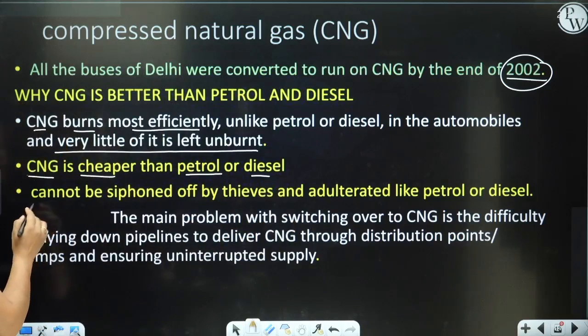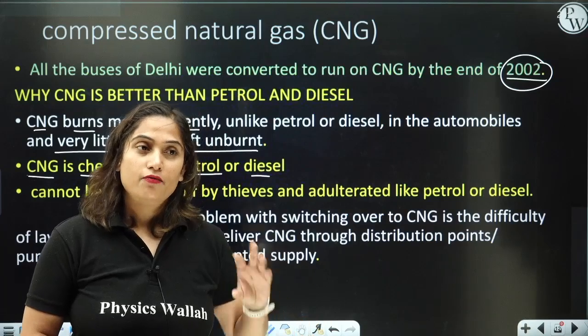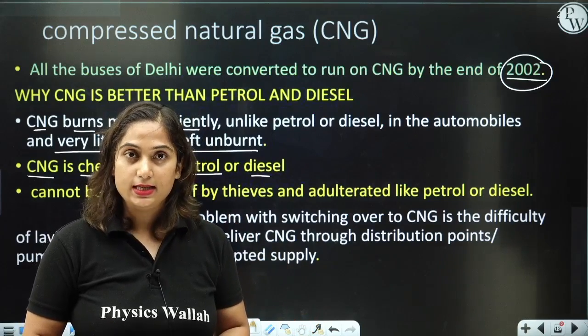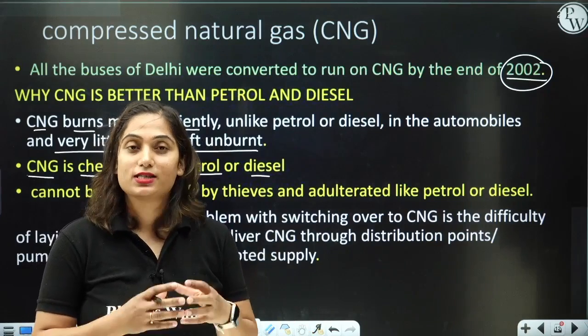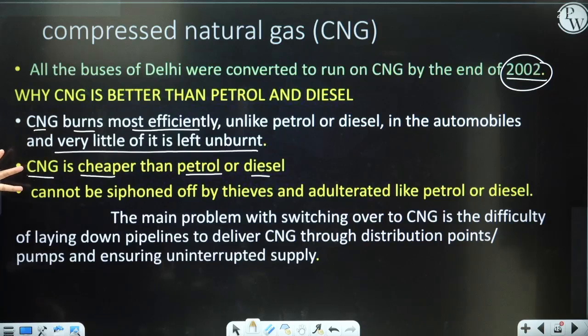Third reason is we can cause adulterations. We can adulterate petrol or diesel easily, but we cannot adulterate CNG very easily. So these are the three important reasons why CNG is a better fuel than diesel and petrol.